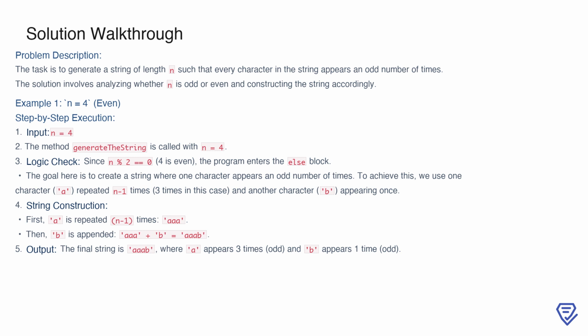Let's start with an example where n is 4, an even number. The method generateTheString is called with the input n equals 4. Since 4 is even, the program enters the else block. Here, we aim to create a string where one character appears an odd number of times by using one character repeated n-1 times and another character appearing once. Specifically, a is repeated 3 times, forming aaa, and then b is added to make aaab. In the final output, a appears 3 times and b appears once, ensuring both counts are odd.